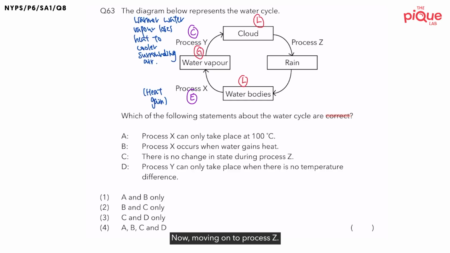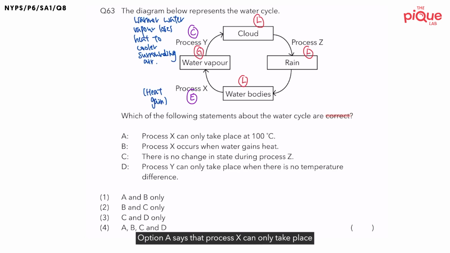Now, moving on to process Z. The clouds are in the liquid state. How about for rain? Rain is also in the liquid state. So, since there is no change in state from clouds to rain, is there any heat process taking place between these two stages? No. So, process Z over here does not represent any heat process. Now that we've analyzed the diagram, let us look at the question below.